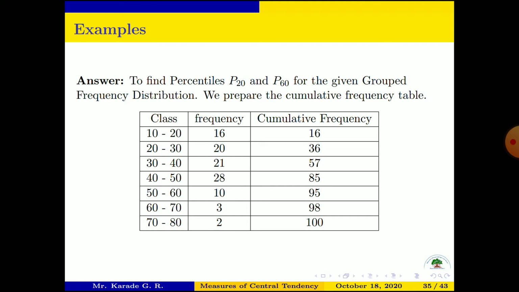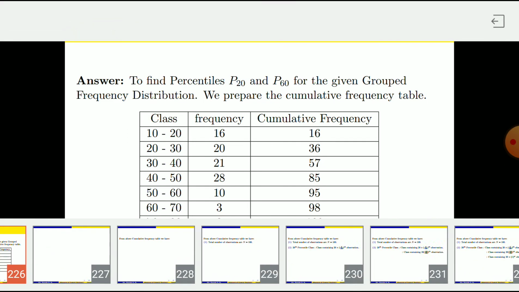The class having cumulative frequency 85, that class will contain the 60th observation. Okay, so class 40 to 50, this class contains the observations with number 58 to 85. So the 60th observation will belong to the class 40 to 50. So for this we have 40 to 50.